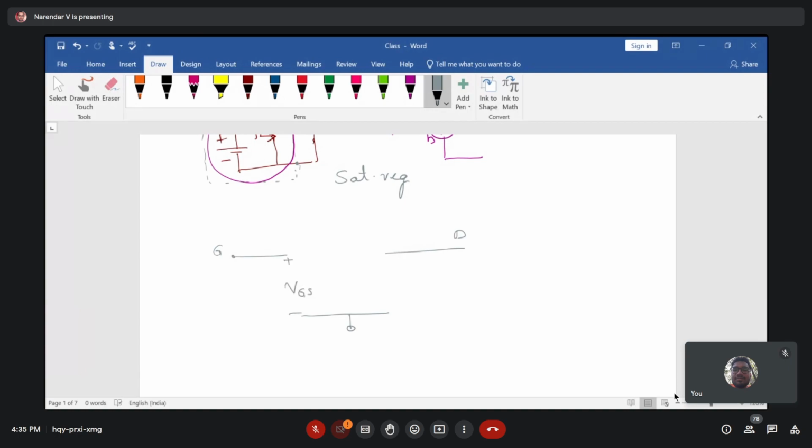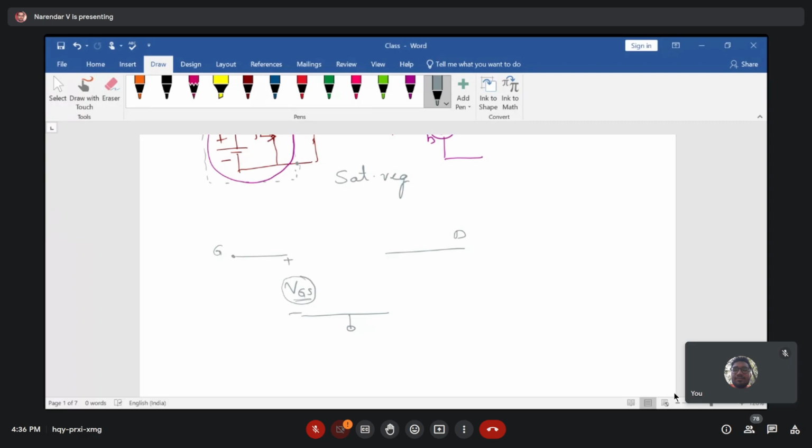linear and saturation. It does not depend on that value actually, but it depends on VDS also. So the purpose of VGS is to turn the device on. So the VGS value is to create your inversion layer, right?